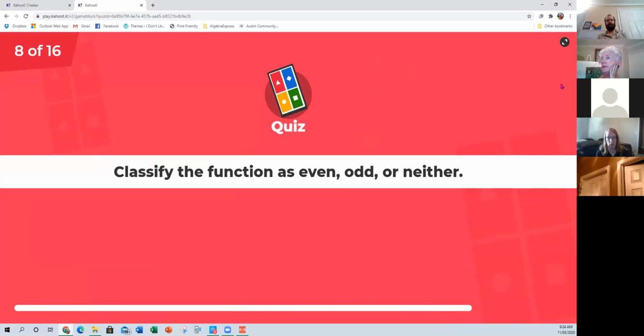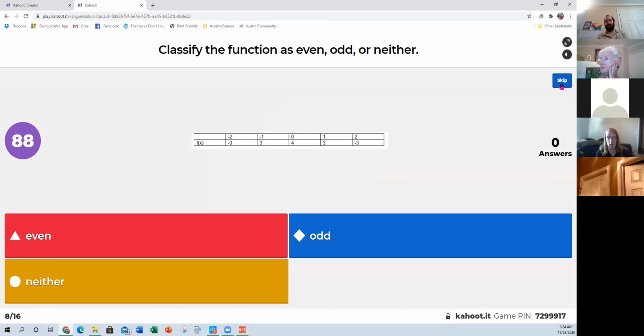Even, odd, or neither. Here I've given you a set of ordered pairs. Sometimes it helps to plot the points if you can't see them.